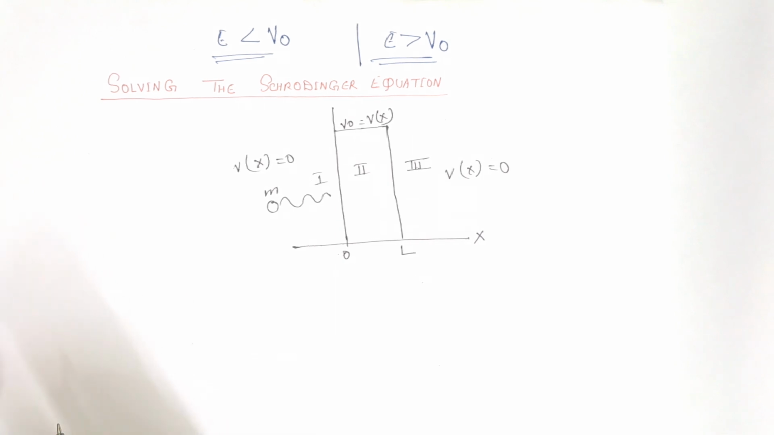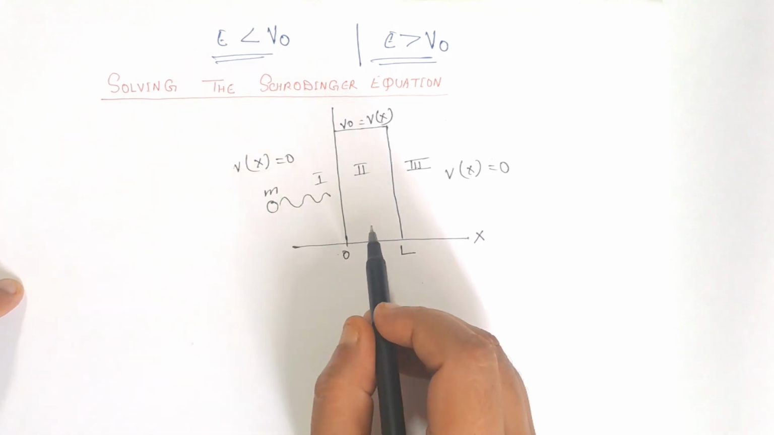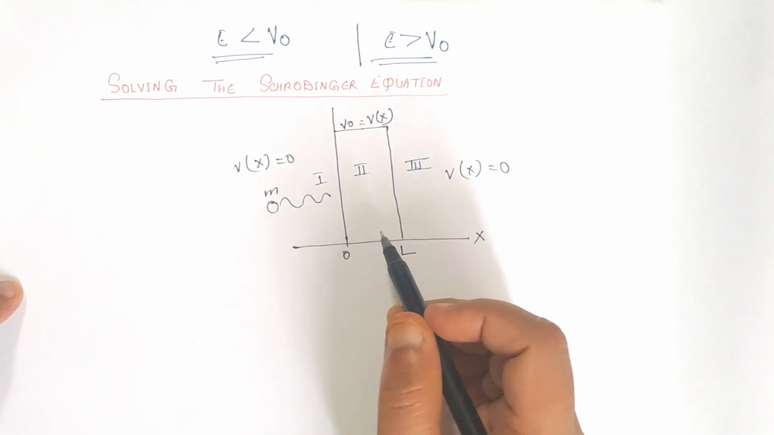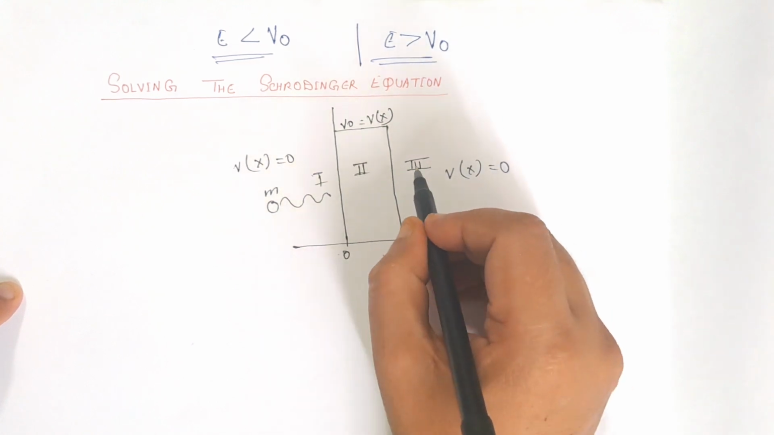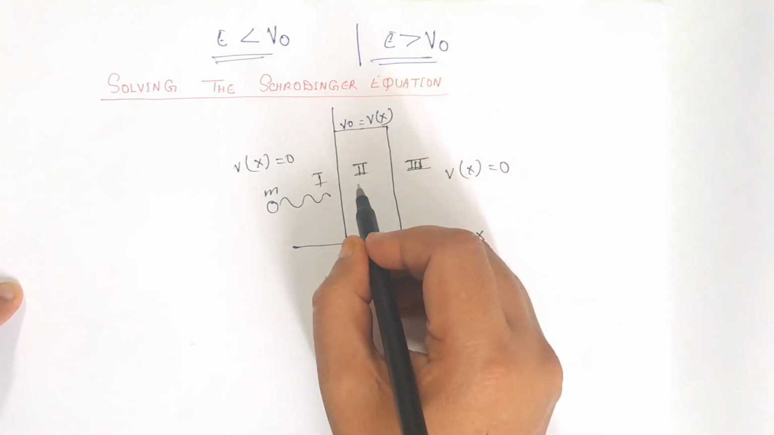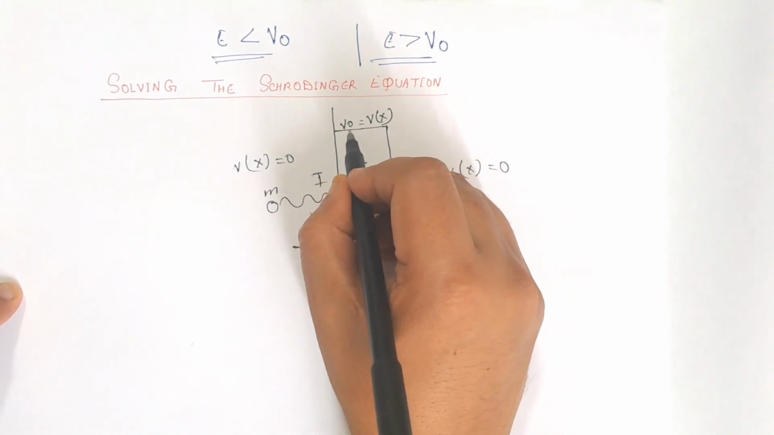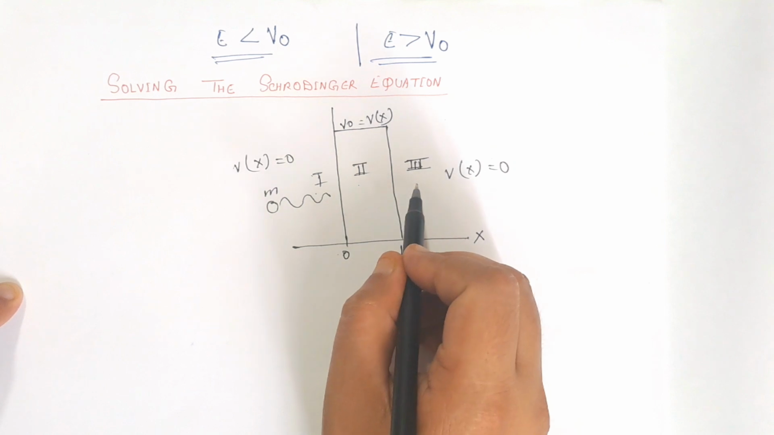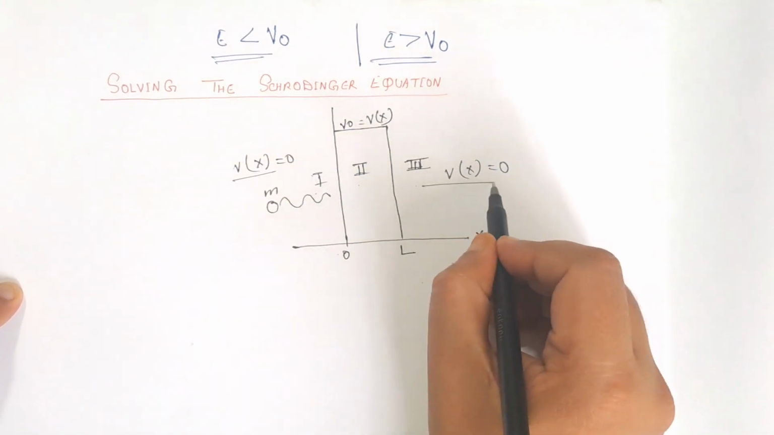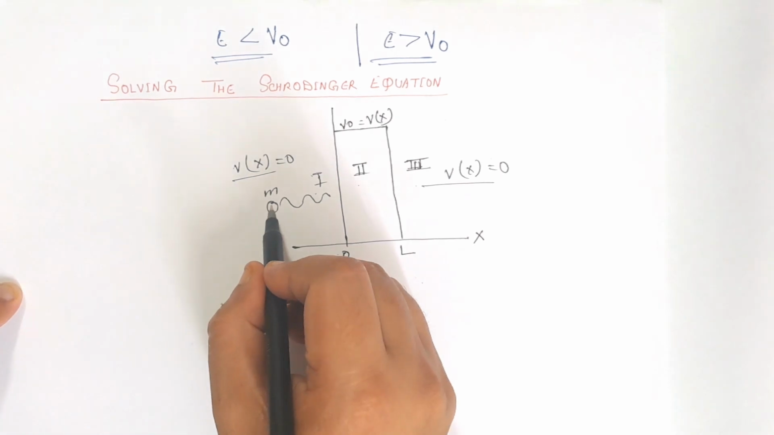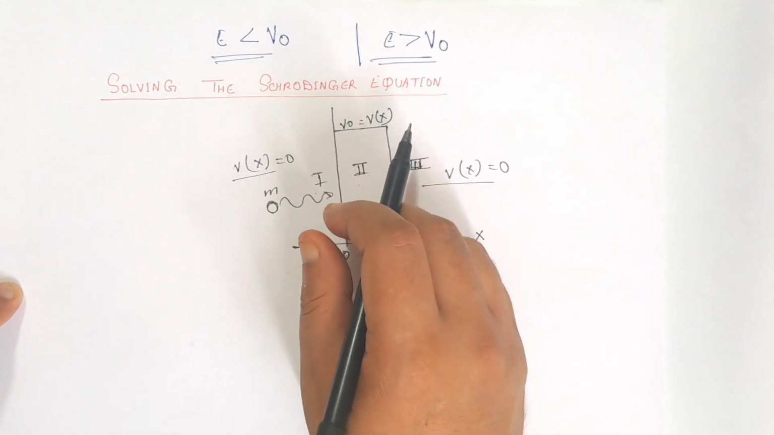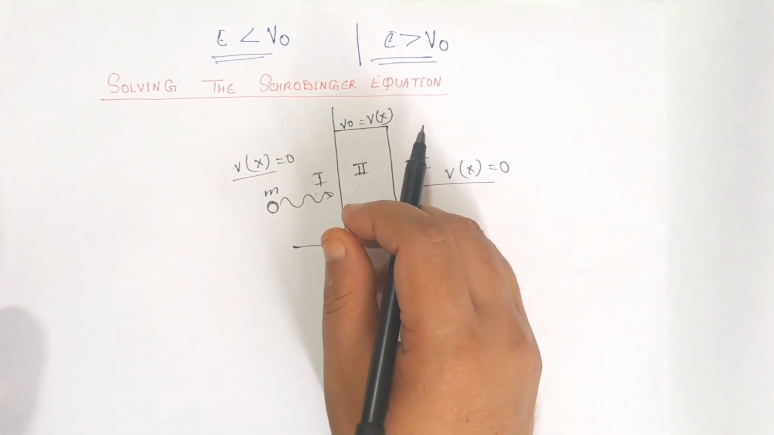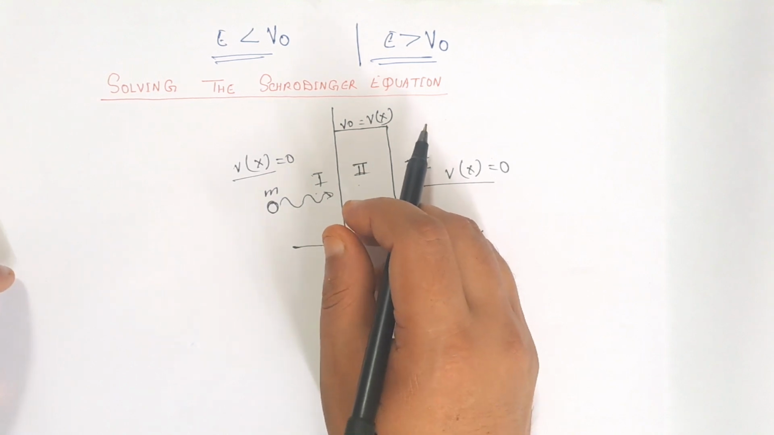Today we are going to solve the Schrodinger equation for a one-dimensional potential barrier. This is a one-dimensional potential barrier where there are three regions: region 1, region 2 and region 3. In region 2 there is a potential V0, and in region 1 and region 3 the potential is 0. Now there is a particle of mass m which is traveling towards this potential. So what will be the Schrodinger equation and its solution?